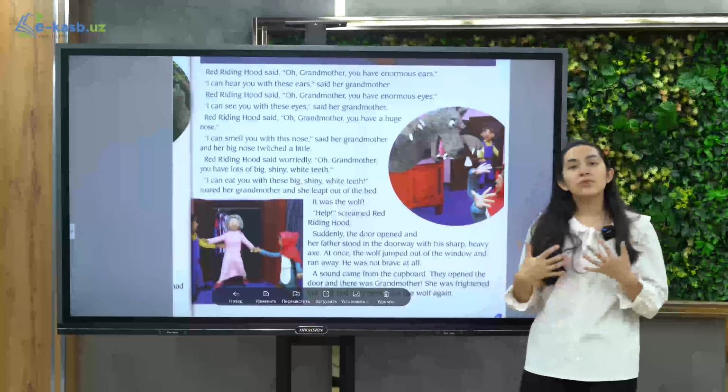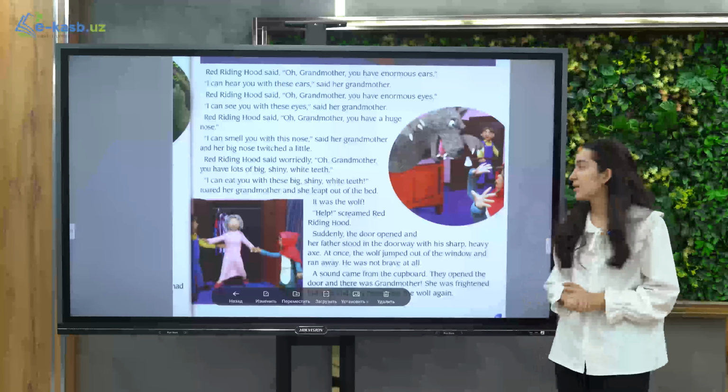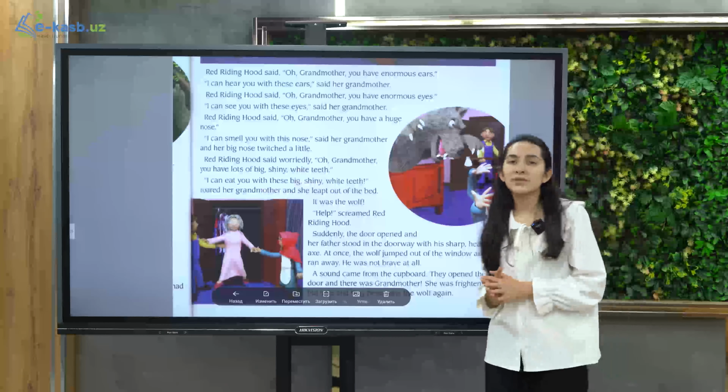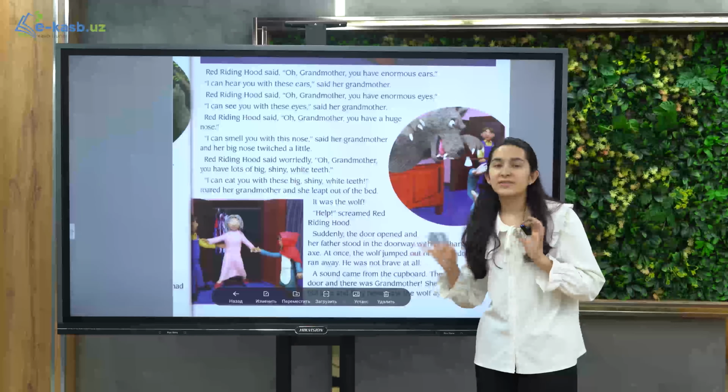So what happened next? As you can see, this is the wolf who is wearing the grandmother's clothes, as you know, according to the famous story.